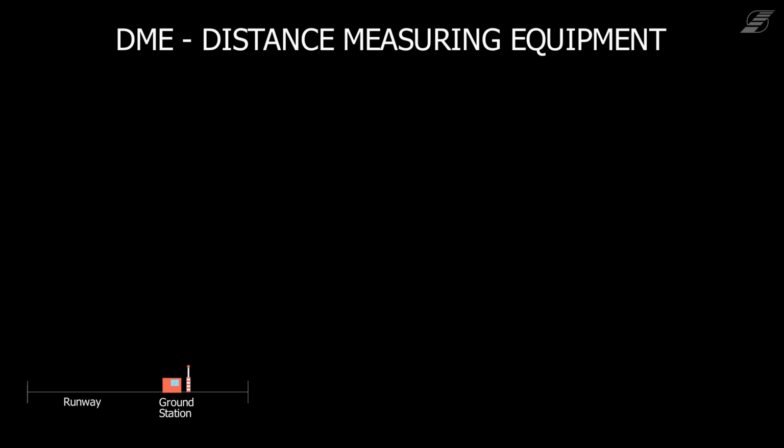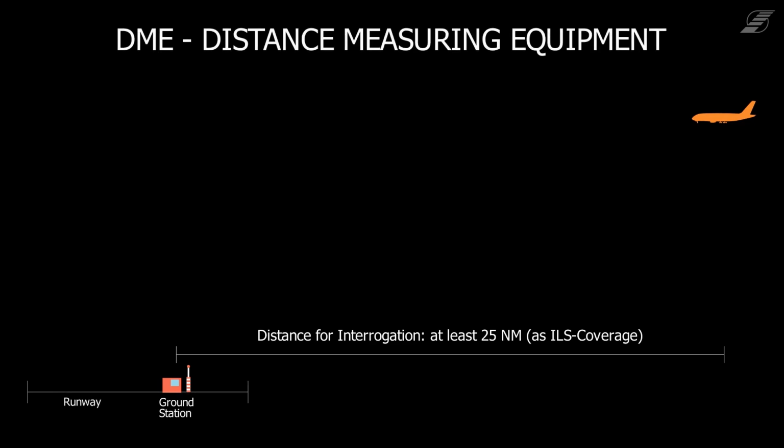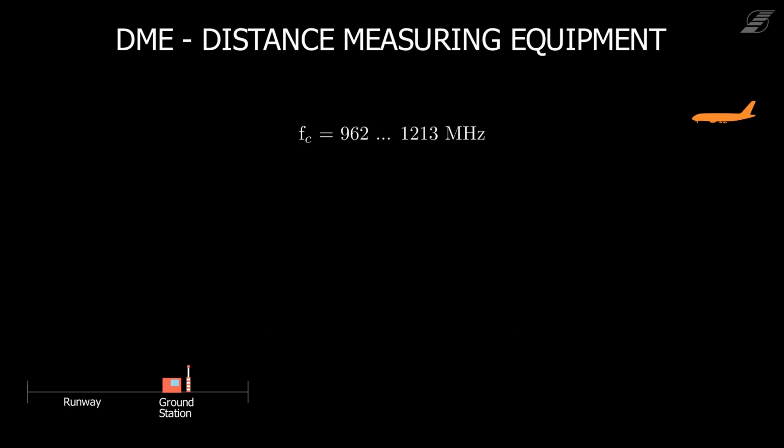There is a distinction between collocated and aerodrome DME. The latter is presented here. In this case, it is used at the airport for an ILS. This is a special use of the DME. When using a collocated DME for an ILS, this can replace a marker. The DME interrogator of the aircraft is located at the shown point. The minimal distance a DME has to be interrogated for ILS coverage is 25 nautical miles. The DME works in a range of frequencies between 962 and 1,213 MHz.